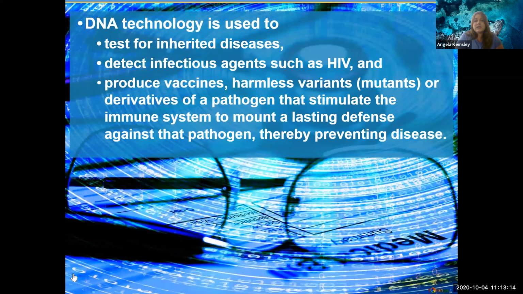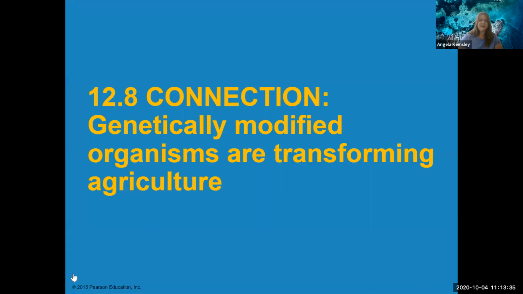DNA technology is used to test for inherited diseases. It's used to detect infectious agents such as HIV. It's used to produce vaccines, harmless variants or mutants or derivatives of a pathogen that stimulate the immune system to mount a lasting defense against that pathogen, thereby preventing disease. So DNA technology is really useful for medicine.